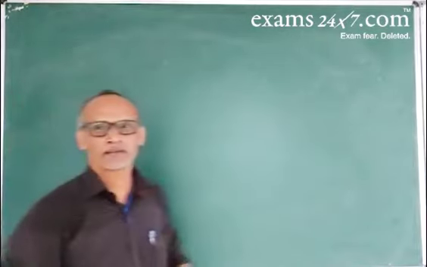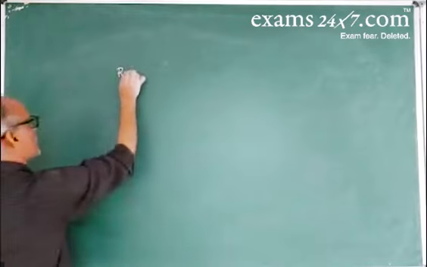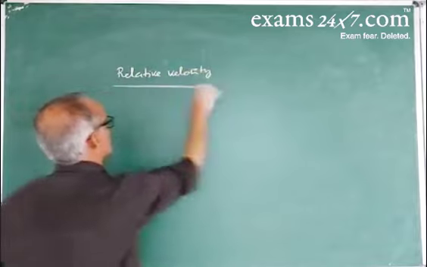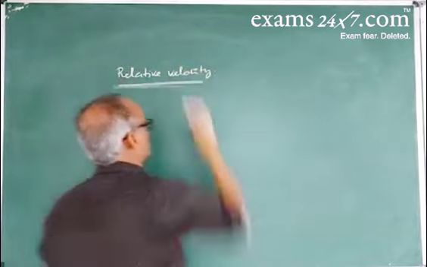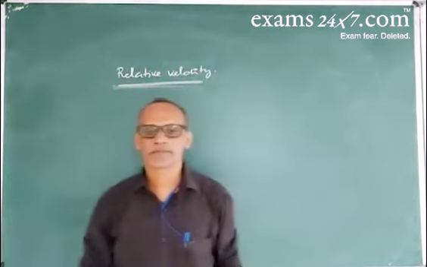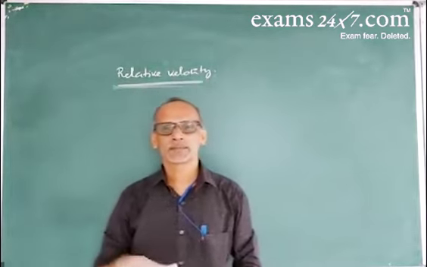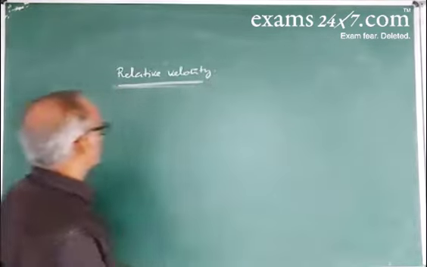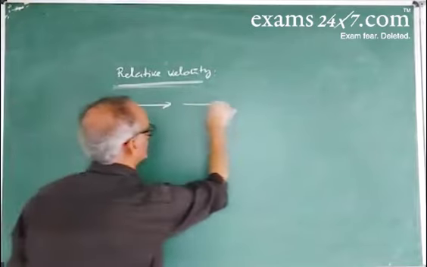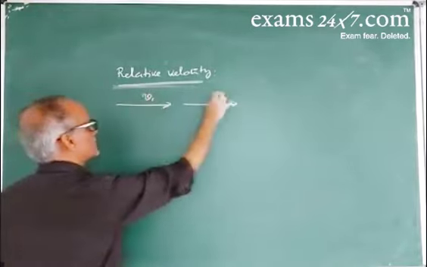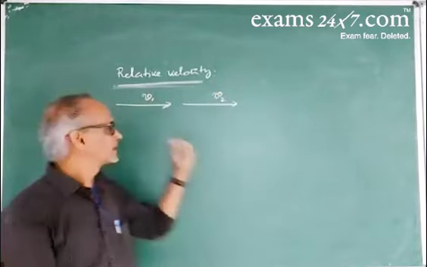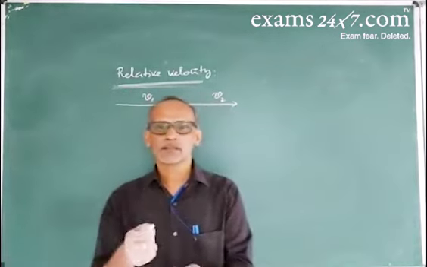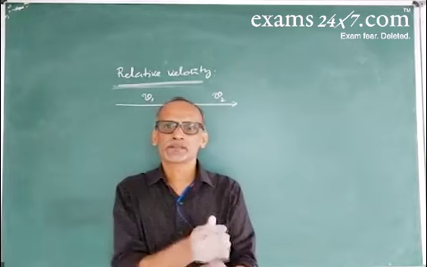So let me explain another important concept, which is relative velocity. We use relative velocity whenever two bodies are moving simultaneously in different directions. But in this chapter, we are going to restrict our explanation only to bodies moving along a straight line. If two bodies are moving along a straight line with velocities v1 and v2, what is the relative velocity of one with respect to the other? What do you mean by relative velocity? Relative velocity means the velocity of one body as it appears to the other.